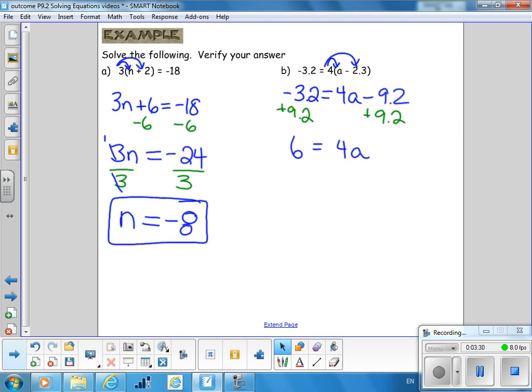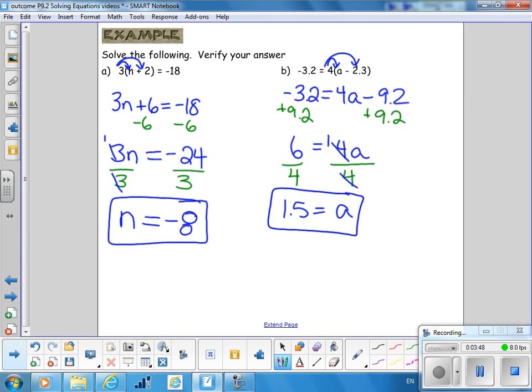So 4a means multiplication. Inverse of multiplication is division. So we need to divide both sides by 4. 6 divided by 4 gives us 1.5. 4 divided by 4 gives us 1, so we just have a. And there is the value of a. So with parentheses, it's really just one additional step to what we were doing in the previous lesson. Expand. Use the distributive property to get rid of the brackets, and then use your inverse operations to solve for the variable.